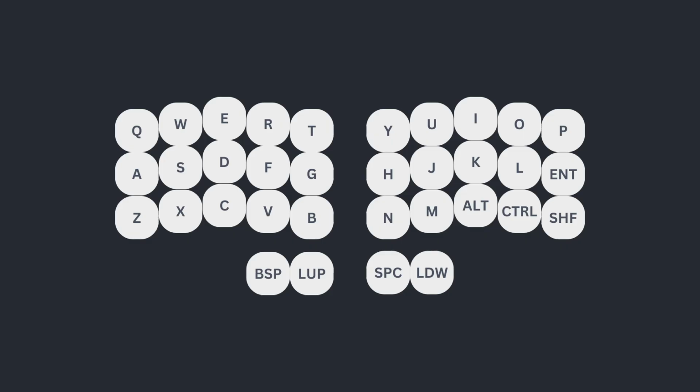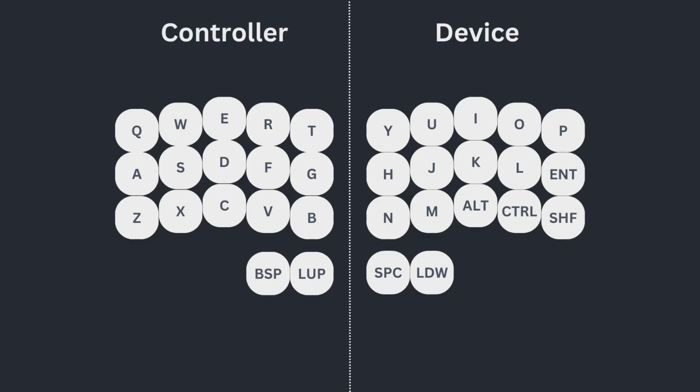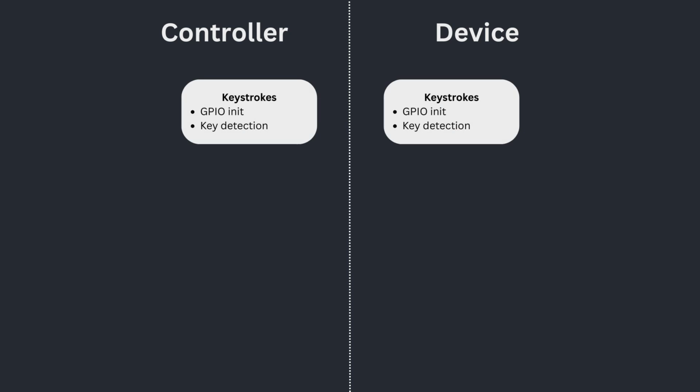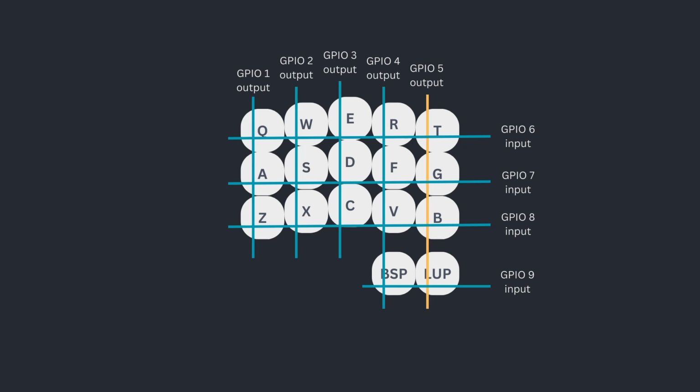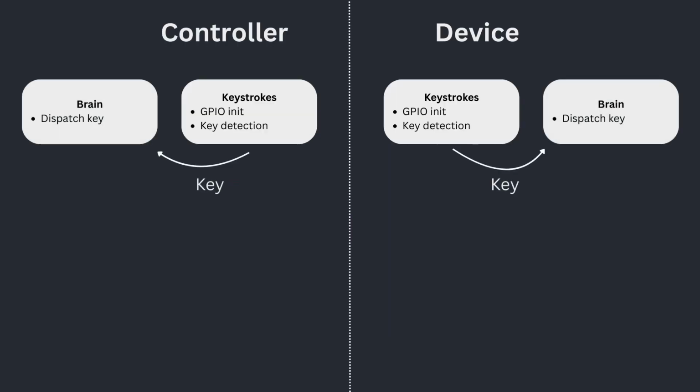There are only 4 main tasks for this project. The first one is called keystrokes. Probably you guessed it, but it's the one responsible for initializing the GPIOs for the columns and the rows. After that, its purpose is to loop detecting if a key has been pressed. Once it detects a key pressed, it sends the key to the next task, called the brain.